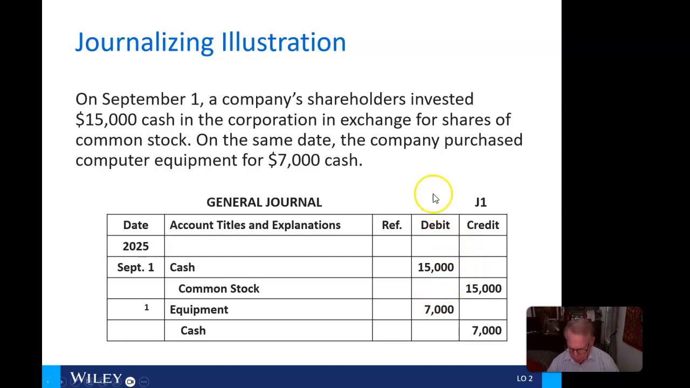You can see a couple of things that are a little subtle here. One is this J1. That's the general journal page number. So we want to be able to get back to this transaction if the auditors or ourselves want to find that in the future. Also, we have a posting reference here. That posting reference is not included in this particular illustration, but that would be the general ledger account number here. So then when we purchased equipment, we're going to debit equipment and credit cash for that. Pretty straightforward.